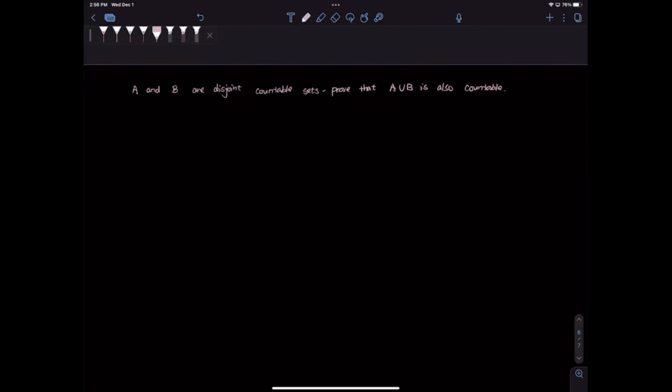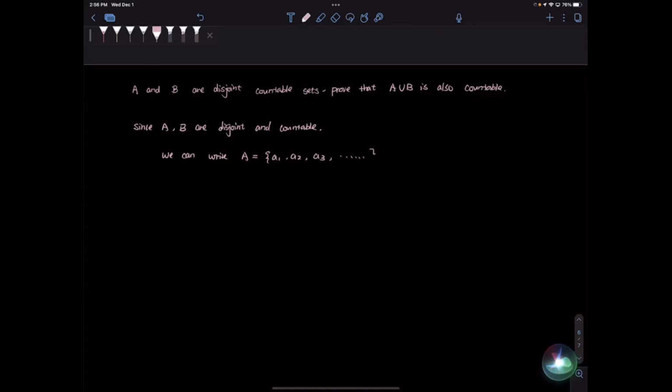A is countable. Since A, B are disjoint and countable, that means you can list them out. We can write A as A1, A2, A3, and so on, and B as B1, B2, B3, and so on. Because countable means listable.